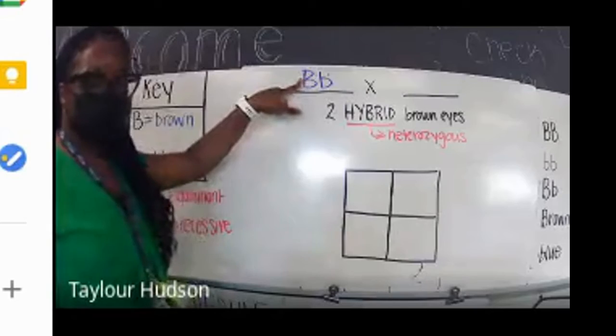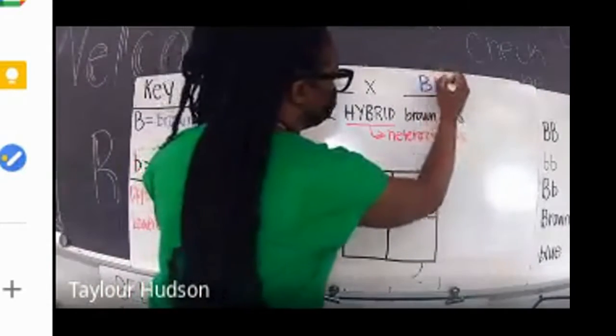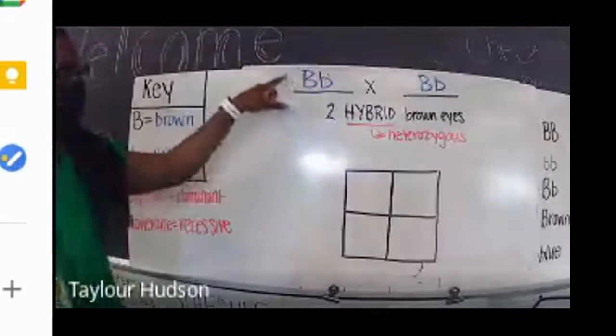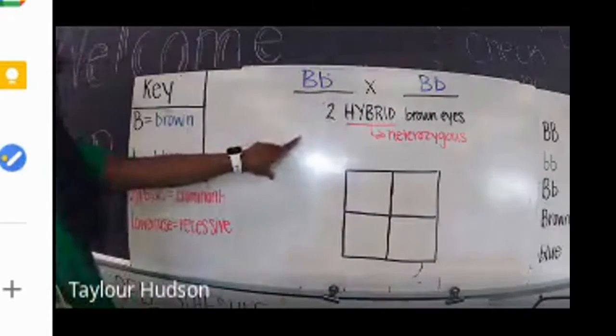One dominant allele and one recessive allele. And both of them have a dominant allele and a recessive allele. All right, does that make sense so far?